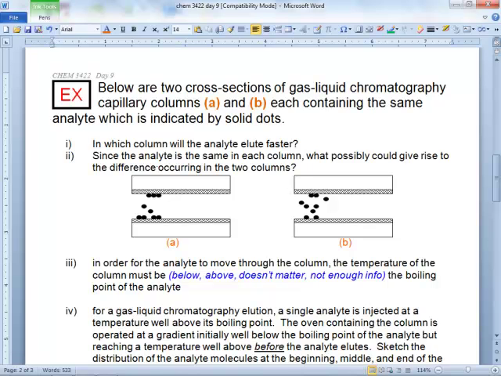Why? Yeah, most are in the mobile phase. They have to, right? It's the only way to move through the column. Exactly. Ellis, since the analyte is the same in each column, and it's the same type of column, the same stationary phase, same diameter, same everything, what possibly could give rise to the difference occurring in the two columns?